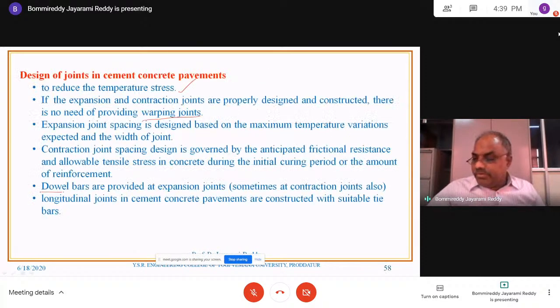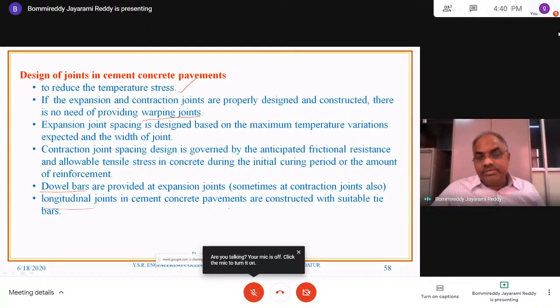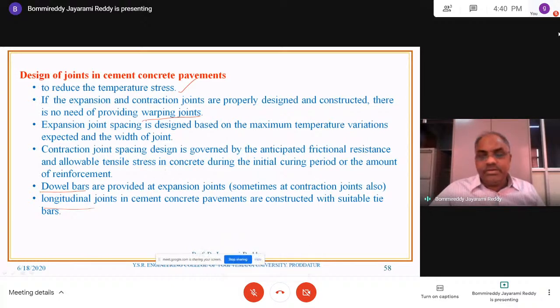So here you can look at all these. Dowel bars are provided at expansion joints. Longitudinal joints in concrete pavement are constructed with suitable tie bars. So tie bars will be provided along the longitudinal joint.